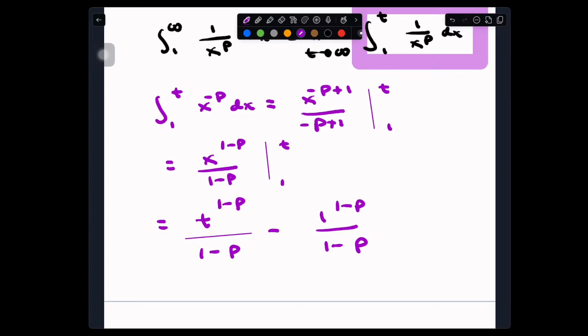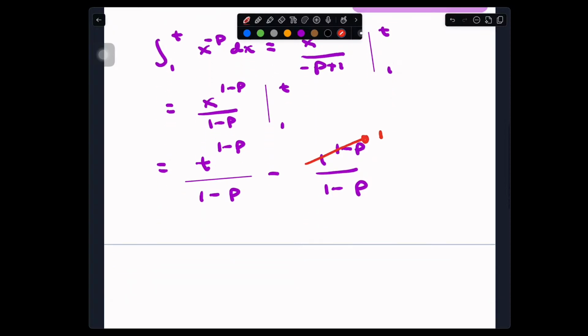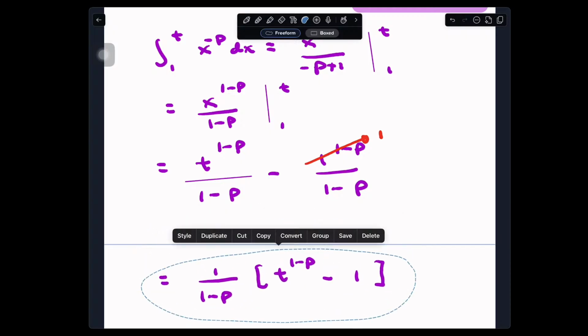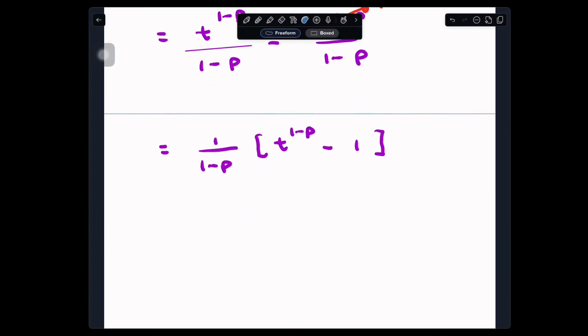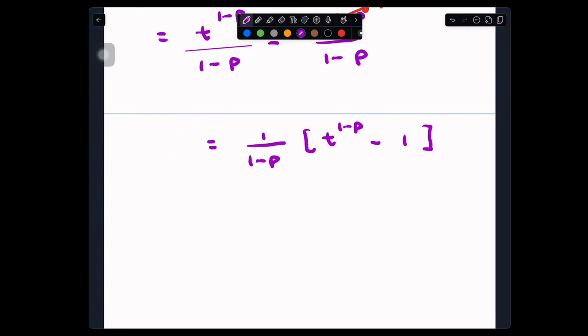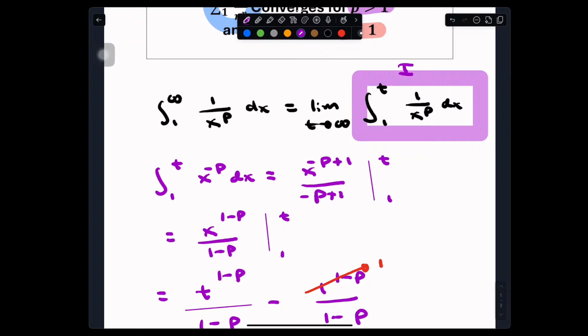Now let's double check here. Looks good. And just to remark here that this portion will be 1. And so we really have, I'm going to factor out this 1 minus p term, t to the 1 minus p, really minus 1 now. Okay? So this is the I of t integral that we typically define here. This is our I of t.